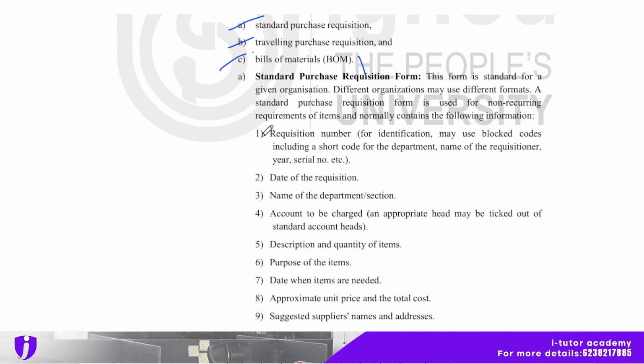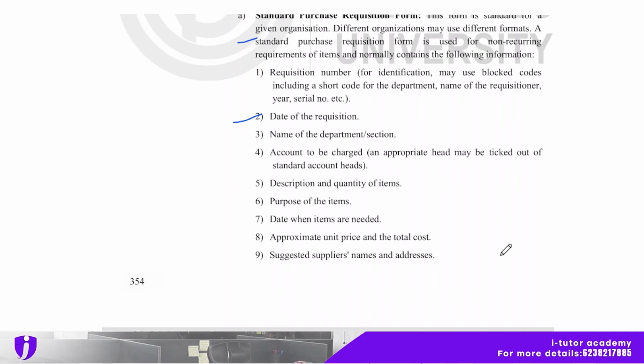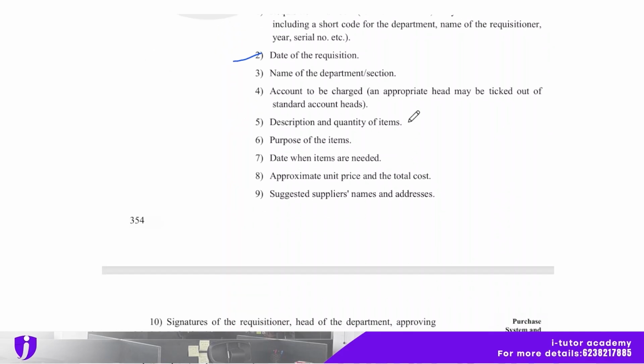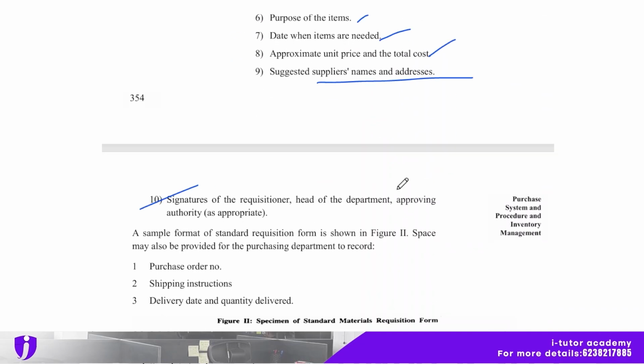And standard purchase requisition form: this form is standard for a given organization, and different organizations may use different formats, and a standard purchase requisition form is used for non-recurring requirement of items and normally contains the following information. First is requisition number and the date of requisition, name of the department or section, account to be charged, description and quantity of item, purpose of the item, date when items are needed, and approximate unit price and the total cost, suggested supplier's name and address, and signature of the requisitioner, head of the department, approving authority as appropriate.